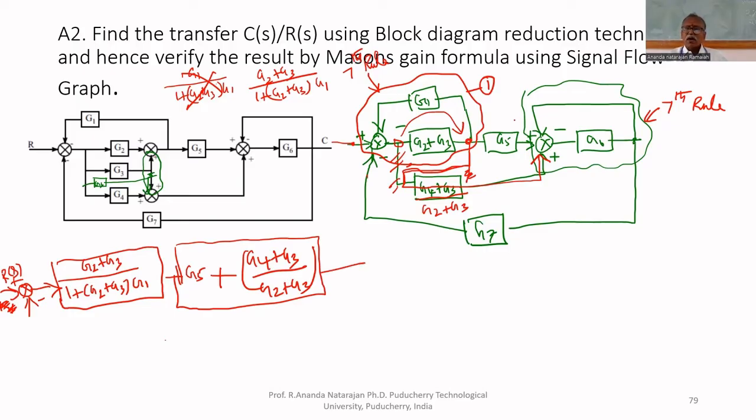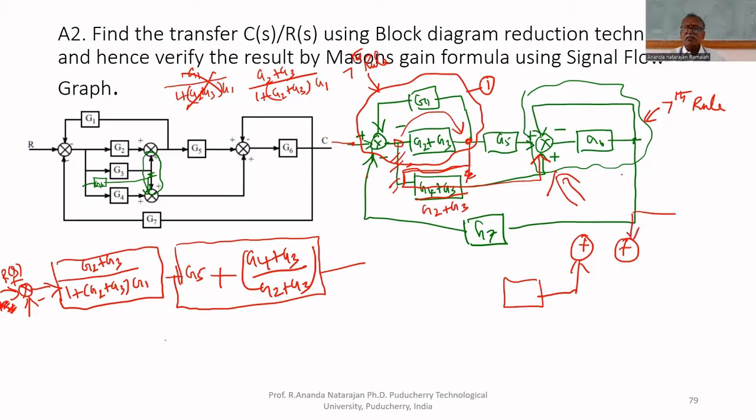Now, up to this we came. This summing block can be written like this: one summing block, another summing block. In this summing block, this G4 plus G3 upon G2 plus G3 came here.